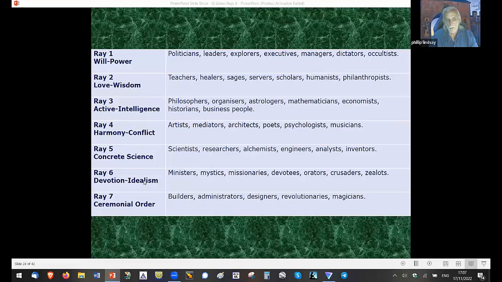The Chohan of the sixth ray, of course, is Master Jesus, ray of devotion and idealism, and therefore it rules ministers, mystics, missionaries, devotees, orators, crusaders, zealots. I think a lot of us have somewhat of the sixth ray in us, particularly as it's the most common astral body ray. But just in terms of the fact that much of the world is influenced by the sixth ray still. Russia and USA both have sixth ray personalities. Italy and Spain have the sixth ray in their makeup as well.